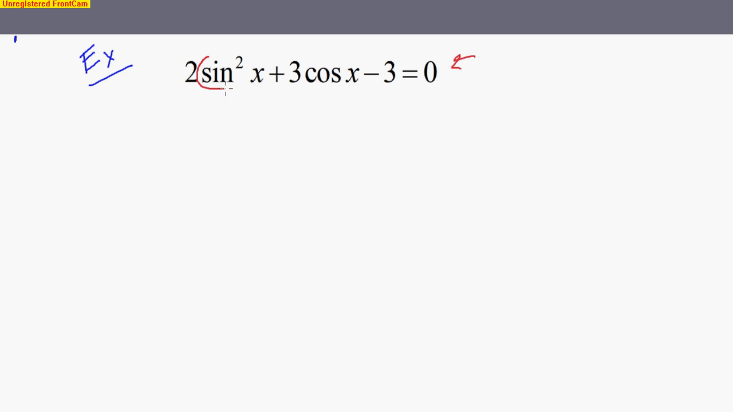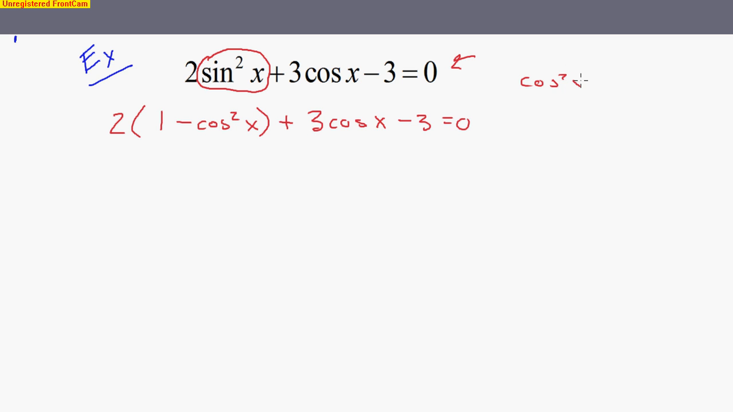Well, here's the trick. I'm going to replace sine squared with something that involves a cosine. And watch what I'm going to replace it with. I'm going to replace it with 1 minus cosine squared of x. So hopefully you've been paying attention to my other videos on using the identities, because I know that cosine squared of x plus sine squared of x equals 1. Therefore, I could replace sine squared with 1 minus cosine squared. Do a little bit of distribution. 2 minus 2 cosine squared of x plus 3 cosine of x minus 3 equals 0.